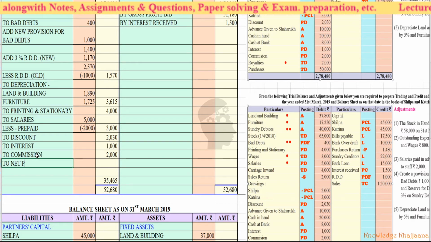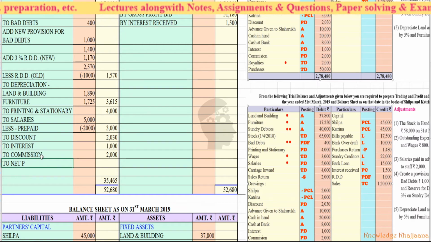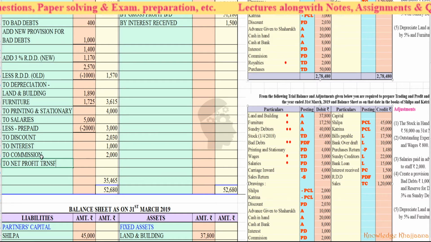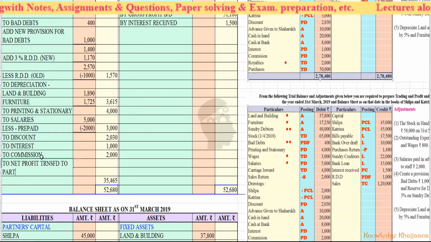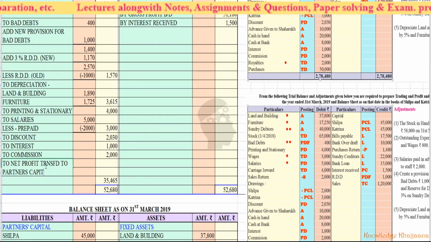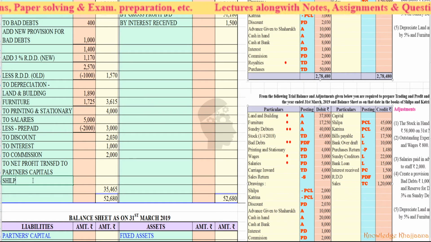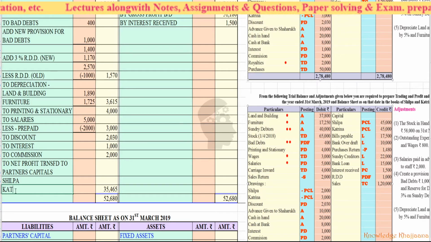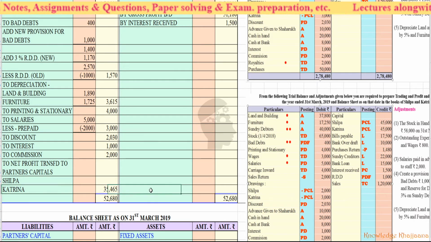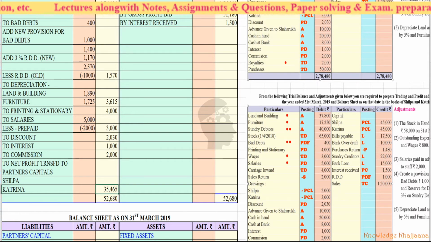Net profit transfer to partners' capital. Okay, which are the two partners? Shilpa and Katrina. Okay. How much is the net profit? It is 35,465. Okay, so we have to distribute it in the equal ratio.